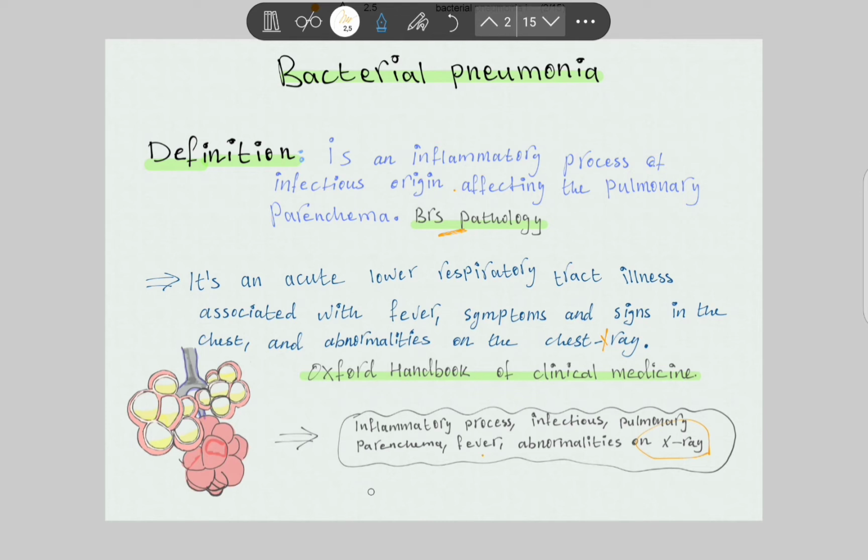significant feature of pneumonia. I'd like to add another key feature for pneumonia, which is acute. So pneumonia is only acute. There is no chronic pneumonia.